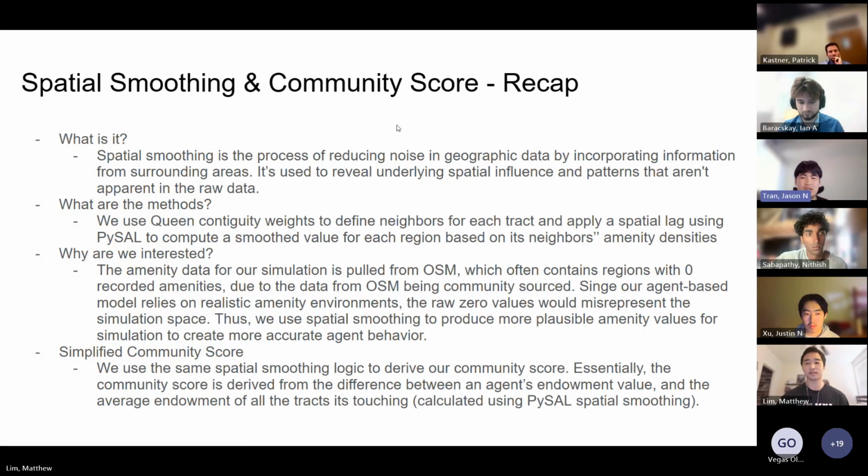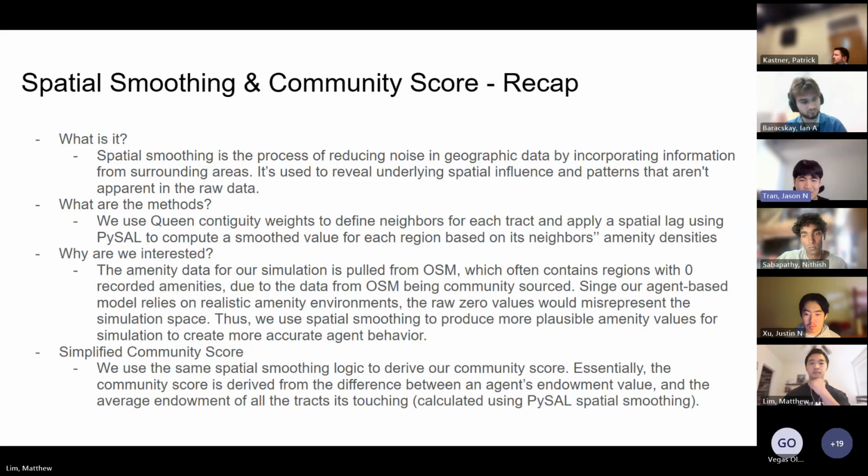It's used to reveal the underlying spatial influence that isn't necessarily shown when you look at the raw data. And how we implement this spatial smoothing is we use a queen contiguity weight, which essentially is a binary matrix that is used to define the neighbors for each tract, and it tells you the weights of each tract surrounding the one you currently want to look at. And we use it to compute a smooth value for each region based on its surrounding neighbors' amenity densities.